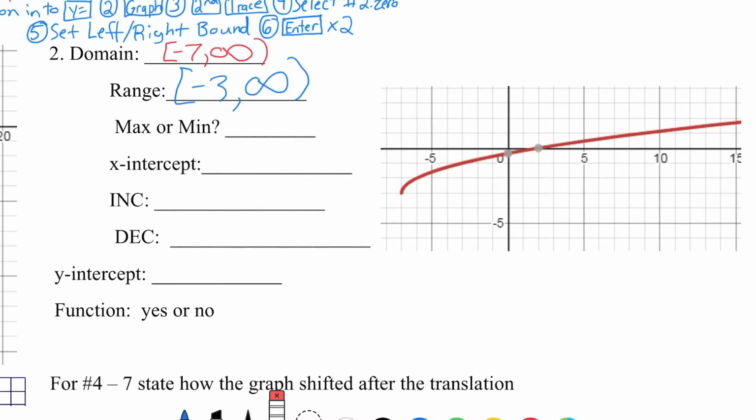Then we're looking at our min or max. We have a minimum because we can pinpoint our smallest point. We cannot pinpoint our largest point because it keeps on going up forever. So we have a min, and that min is located at (-7, -3). Then our x-intercept is at (2, 0).